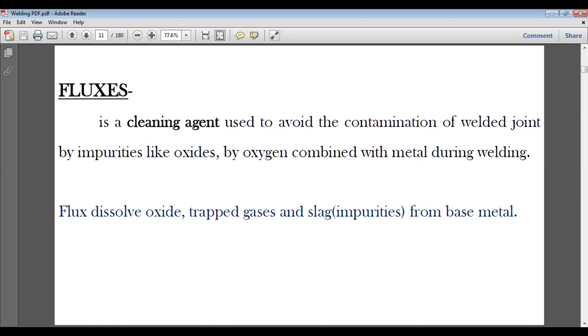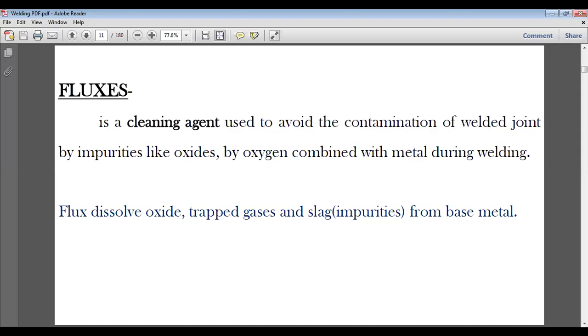Thus, fluxes are the cleaning agents that are basically used to clean the molten metal, and they are also protective to the parent metal and molten metal, so that oxides are not formed. Flux dissolves oxide, trapped gases, and slag from the base metal.